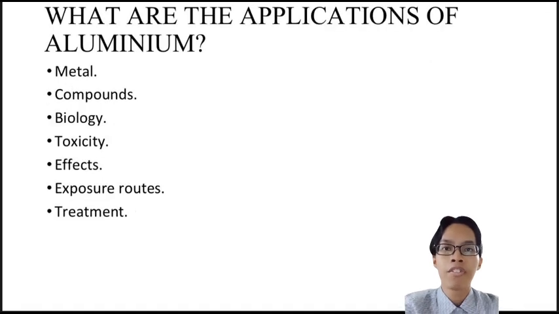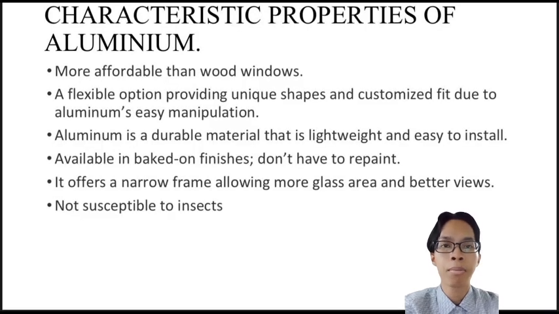What are the applications of aluminium? Metal compound, biology, toxicity, effect, exposure route, treatment. Characteristic properties of aluminium: more affordable than wood windows.